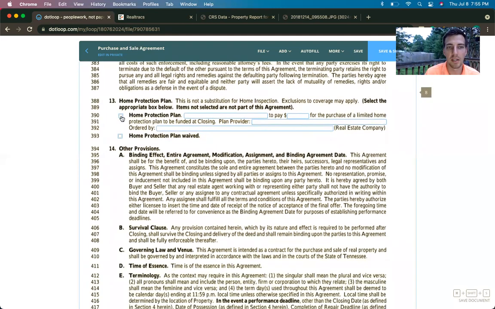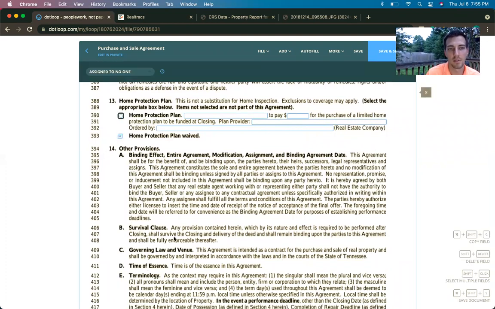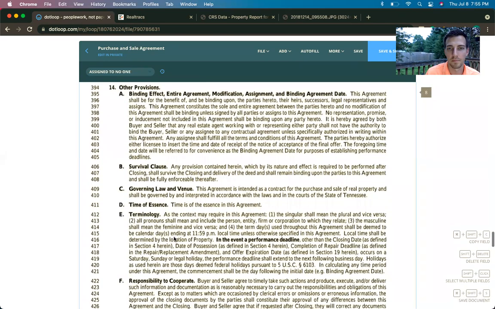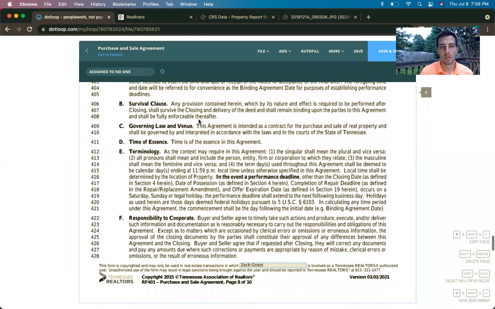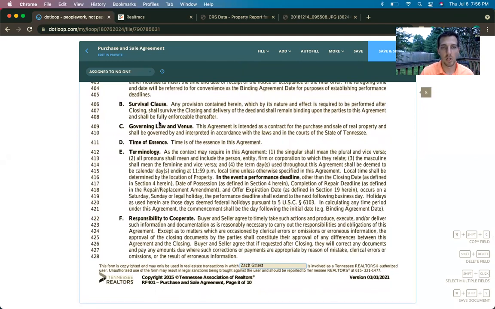Home protection plan, check if they want a home protection plan or not. This is talking about binding agreement date. Read through this. Survival clause, time is of the essence, terminology, very important.